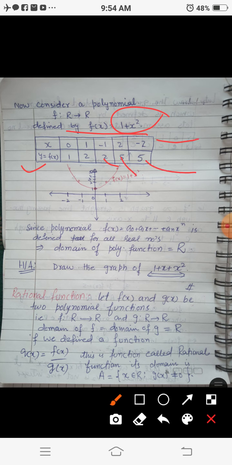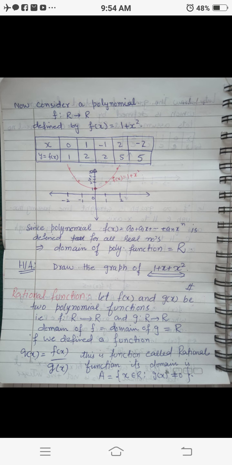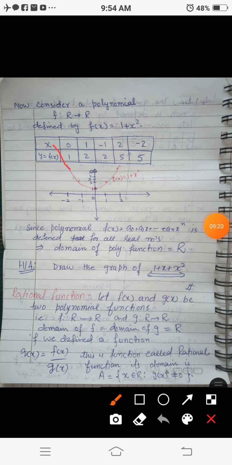Now locate all such points. When x is 0, y is 1, it is this point. When x is 1, y is 2, it is this point. When x is minus 1, y is 2, it is this point. Similarly for 2 we have 5, and for minus 2 we have this point. In general, we join these points, and when we join them we get the graph. This is the parabola, a U-shaped graph of this polynomial function.